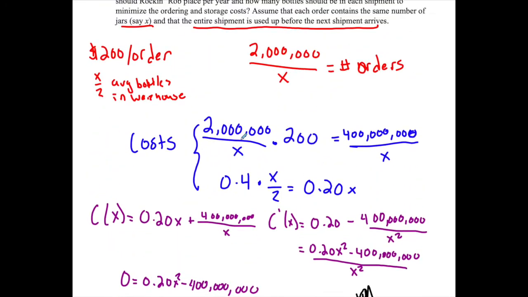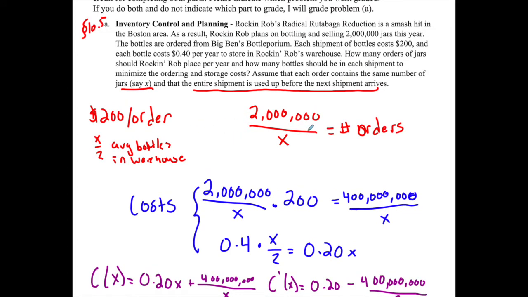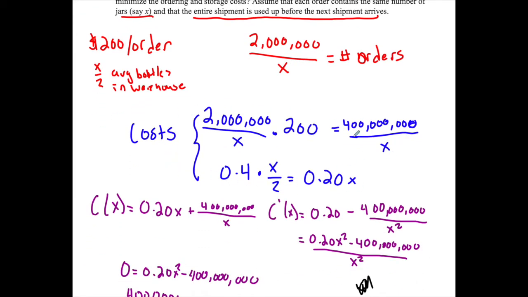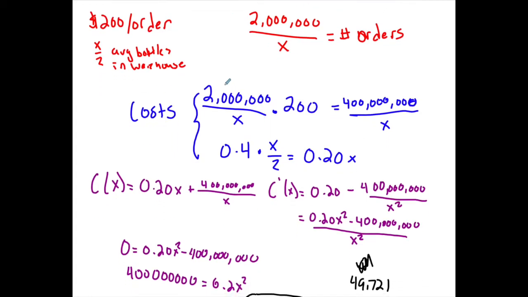Okay, so again, the idea is this. Start with what we know. We know 200 per order. We know this is the number of orders. We know, on average, this is how many bottles will be in the warehouse. We generate a cost function based on the shipping cost. We figure that out. So that's shipping. And then we do the storage.